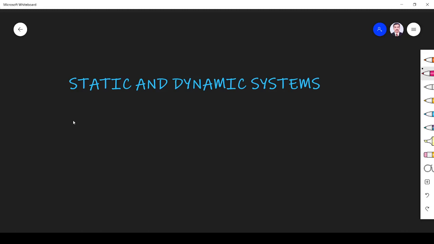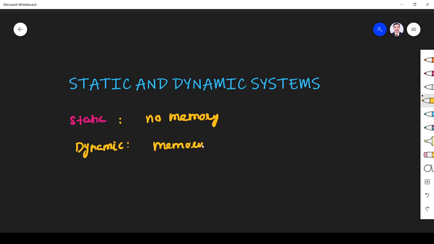Let us see this. A static system is one which has no memory. That's the first thing. A dynamic system is one which has memory. Right? So that is the main difference between the static and dynamic system.